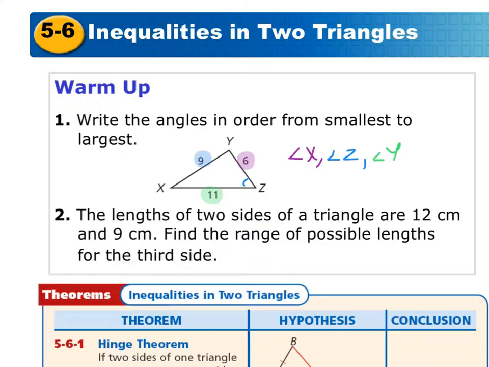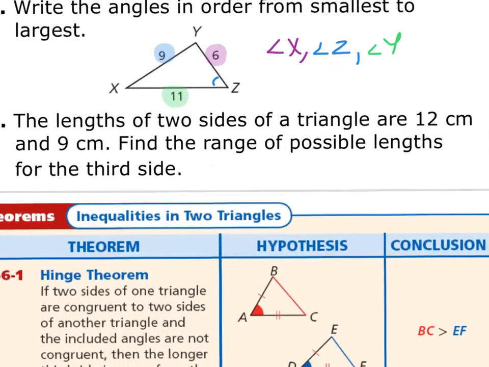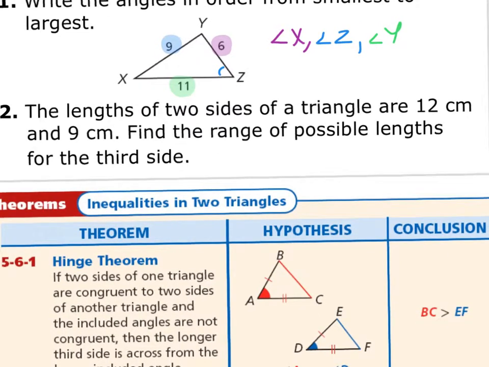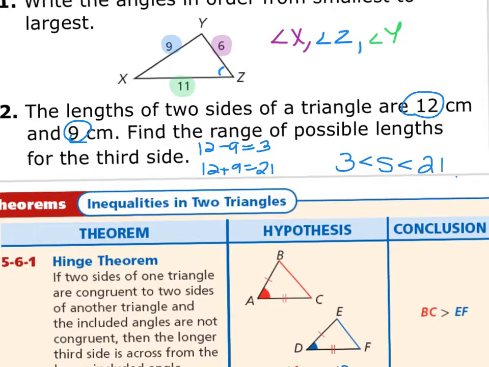Number 2 says the lengths of two sides of the triangle are 12 and 9. Find the range of the possible lengths of the third side. So remember that you want to find the difference and the sum. The difference of 9 and 12: 12 minus 9 is 3, so it's got to be bigger than 3. But then it has to be less than the sum. 12 plus 9 is 21, which means it has to be between 3 centimeters and 21 centimeters.